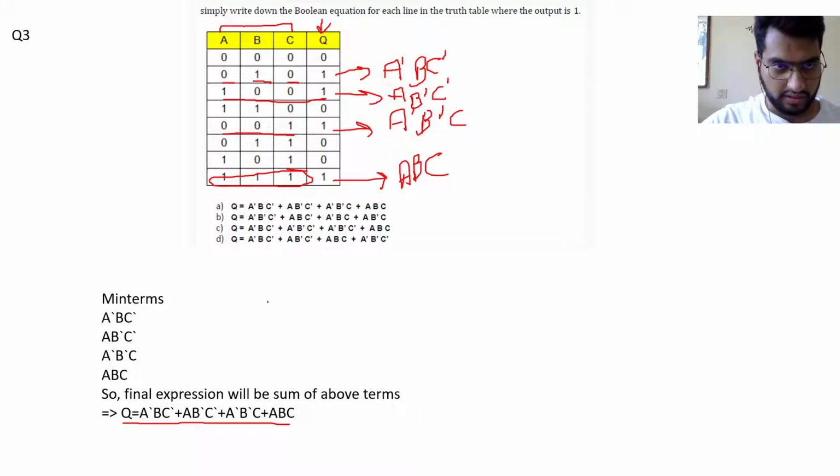So I think this is option A. So option A will be the correct answer.